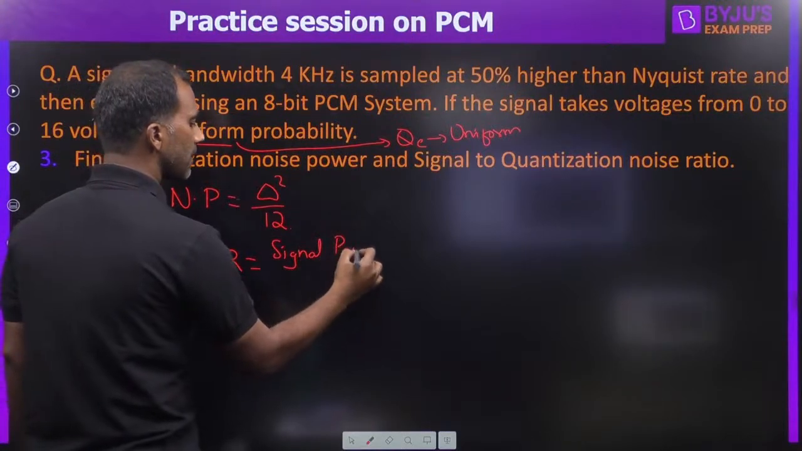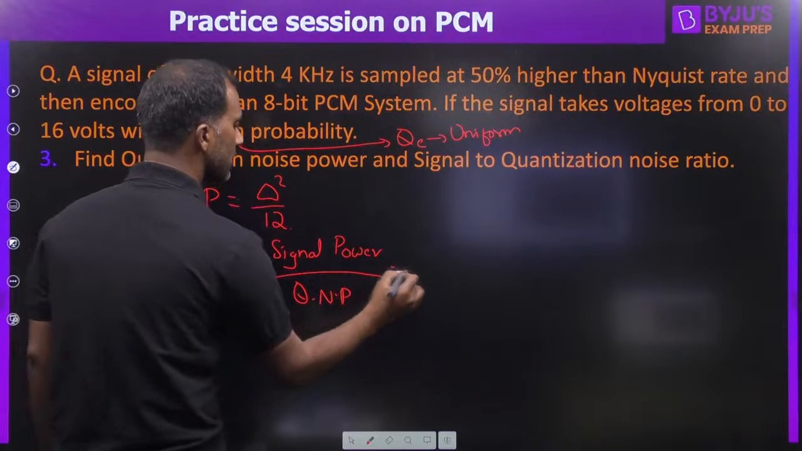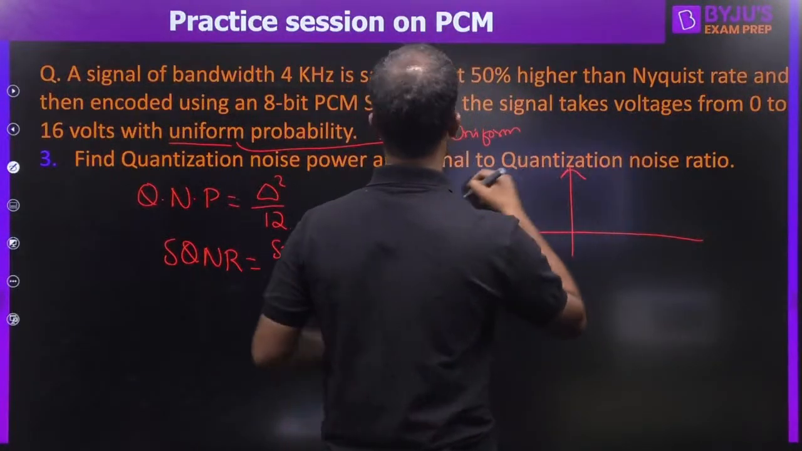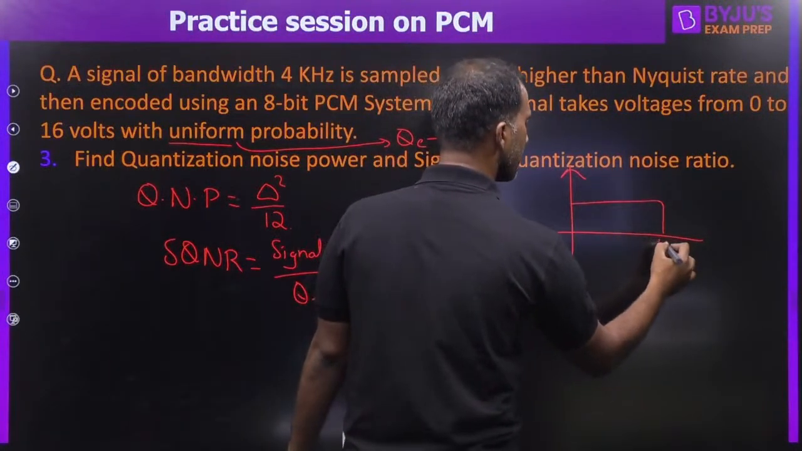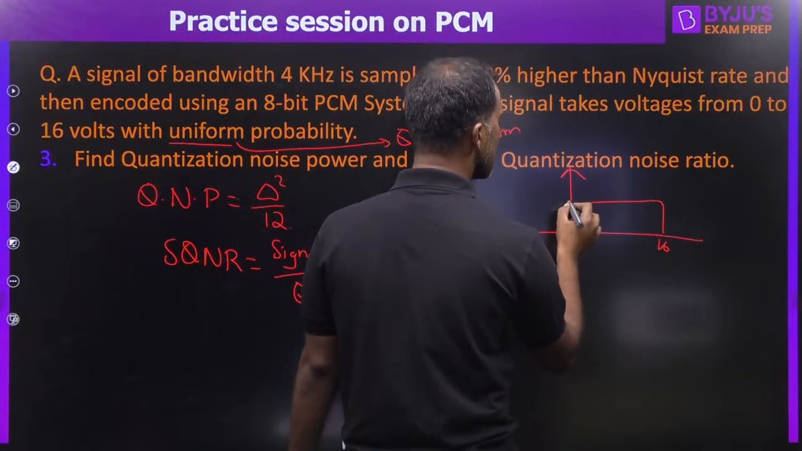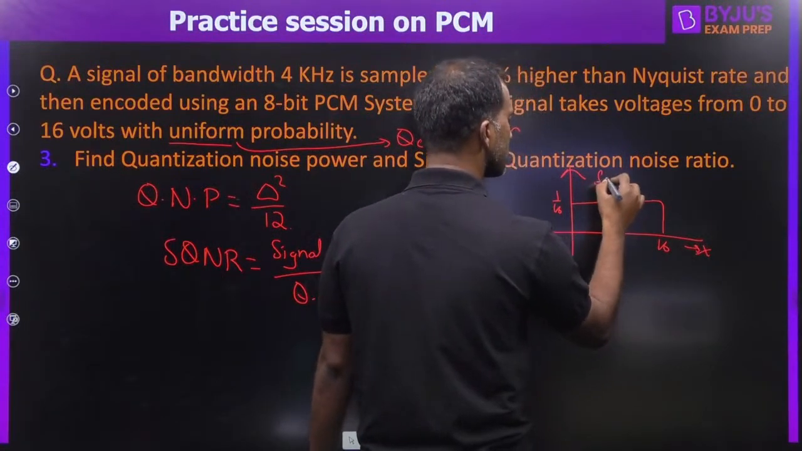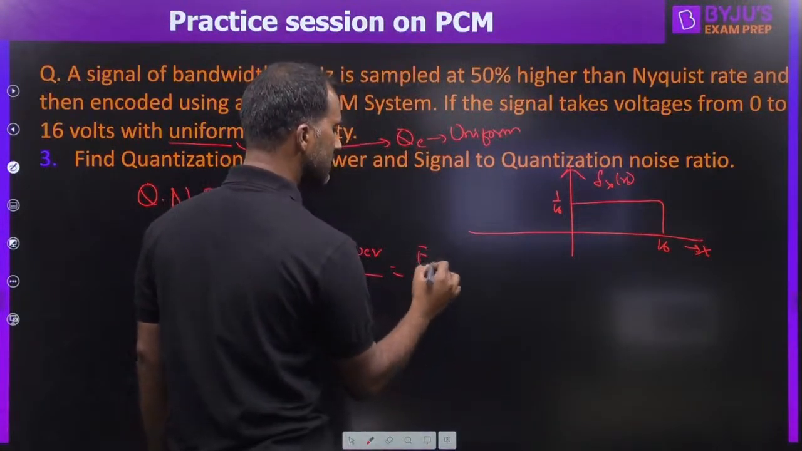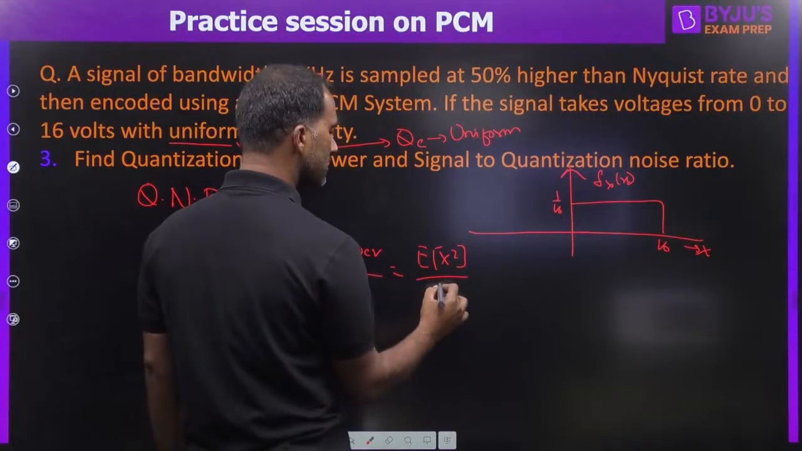So SQNR is signal power divided by quantization noise power. And what is signal power? Signal is taking voltages from 0 to 16, right? 0 to 16, what is the height? It is 1 by 16 as a function of x, f x of x. This is the PDF of x. So if you want signal power, what you should do is expectation of x square. That is what you should do. Divided by quantization noise power, which is del square by 12.